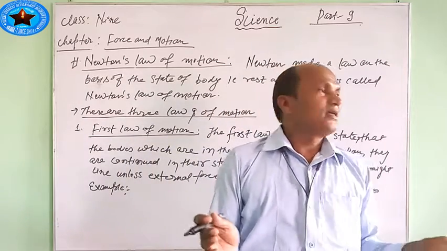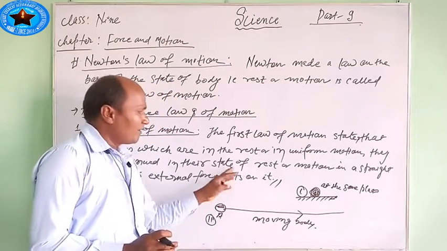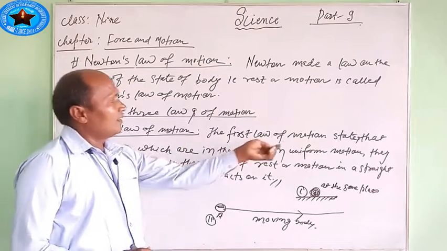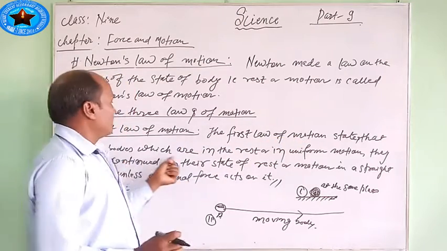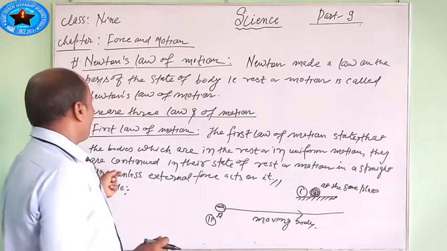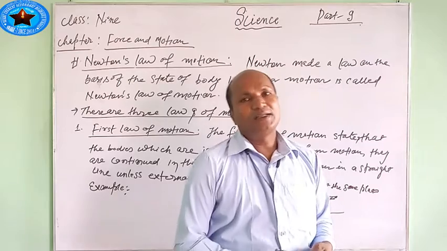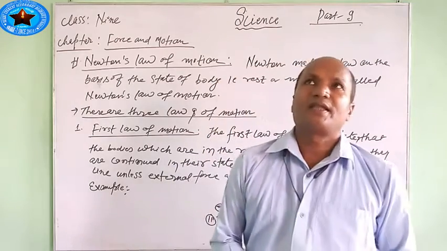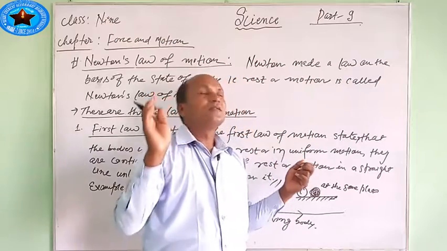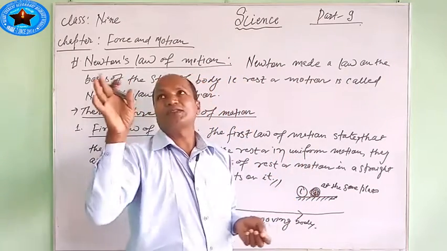This law is cleared by this example now. About this matter, the first law explains that when a body is at rest or in uniform motion, it continues in rest or uniform motion unless an external force acts on it. Like here, this fan is at rest now. The fan always stays at rest if no external force acts on it.